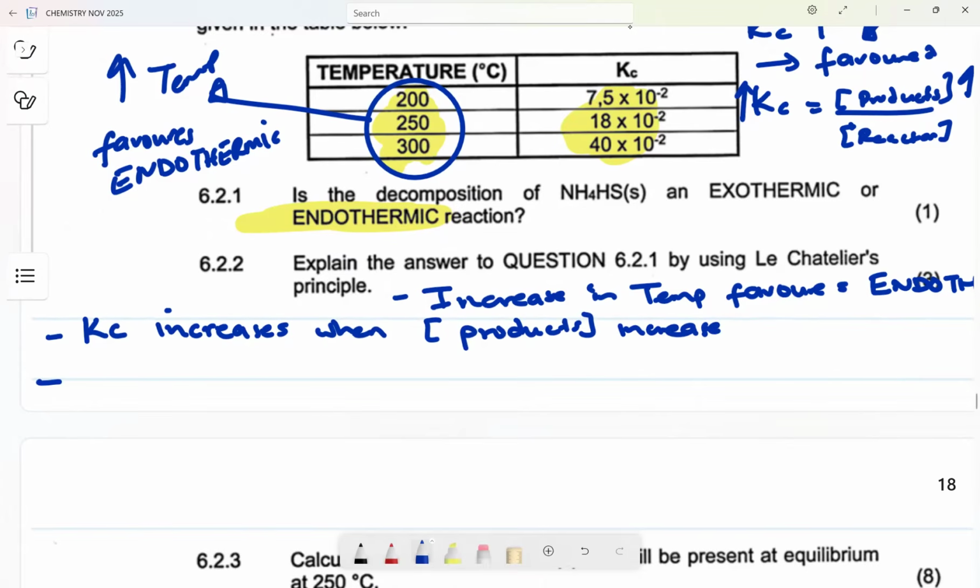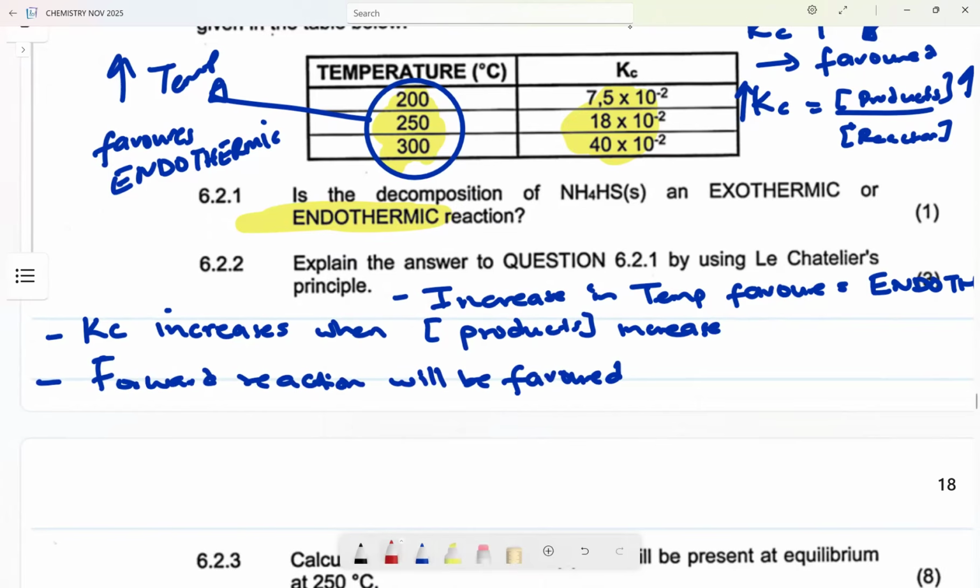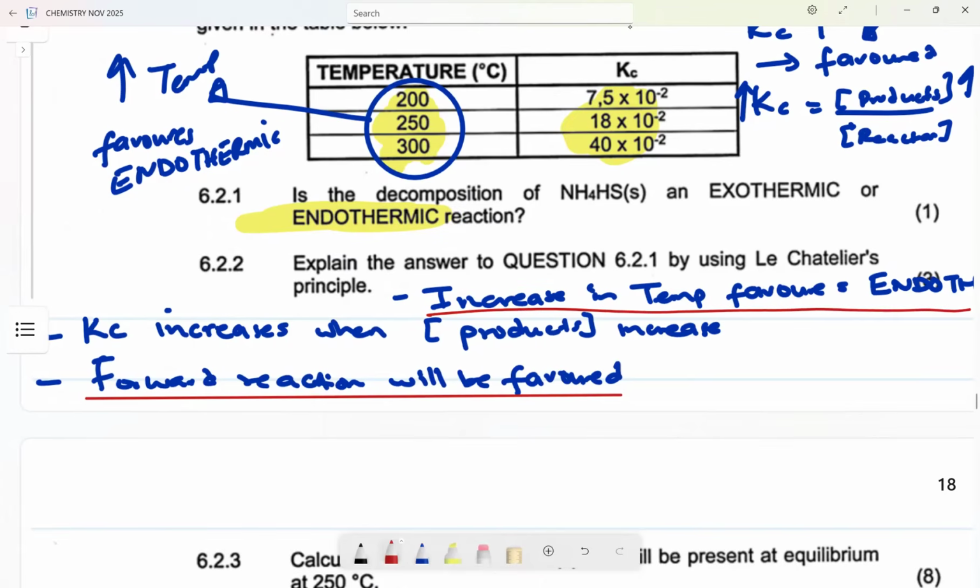Therefore, for us to have the increase in products, the forward reaction will be favored. Forward reaction will be favored. And now you know that when we favor the forward reaction, and an increase in temperature favors the endothermic reaction, since they are both favored, it means the forward reaction is endothermic. I hope it makes sense.